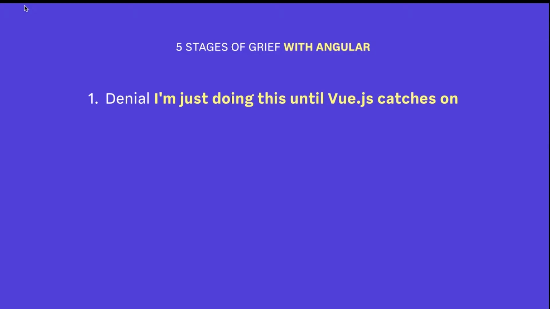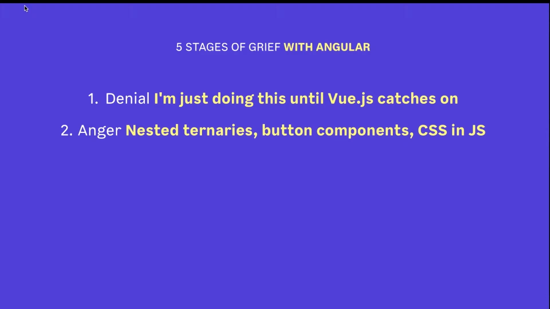And certainly in denial. And then I remember being really pissed about these nested ternaries, these button components. I'm like, why would you make a component of a button? And then CSS and JS. Maybe I'm a bit old school, but I just got really mad about that. And I'm thinking back, I don't know why. Maybe I'm just a grumpy old man or something.